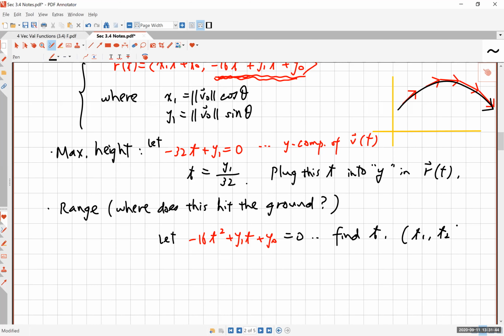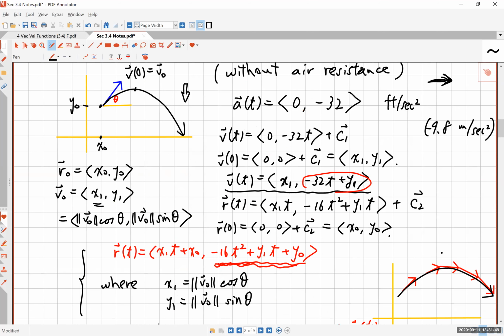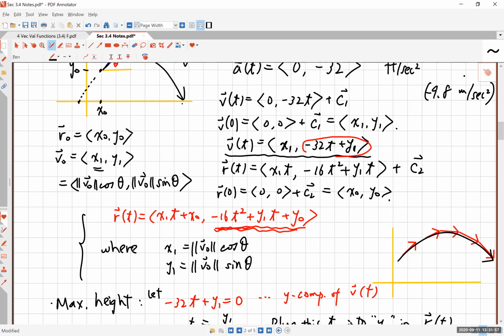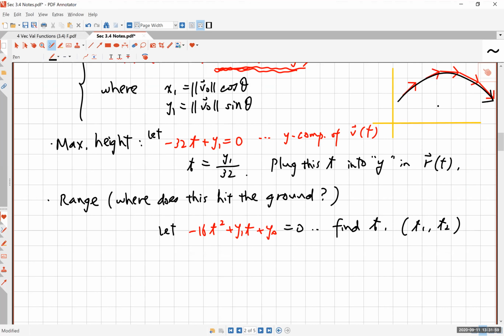Okay, now one of them is the correct one, and it's going to be pretty obvious which one. For instance, in this case, one is going to be positive and one is going to be negative, because you have to go backward in time to see when it would have hit the ground this way. So find the positive value, the root of this quadratic equation, and then you plug this t into the x coordinate in R of t.